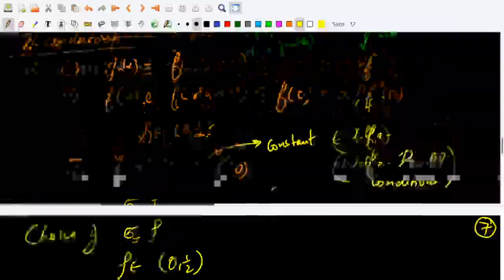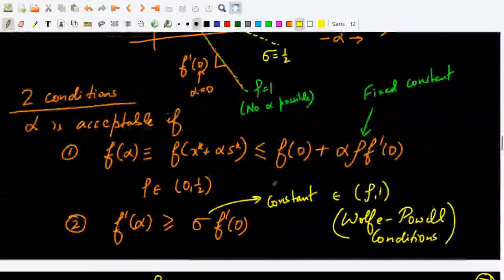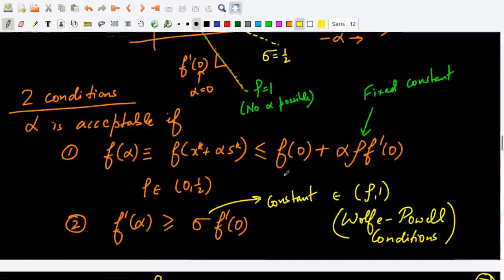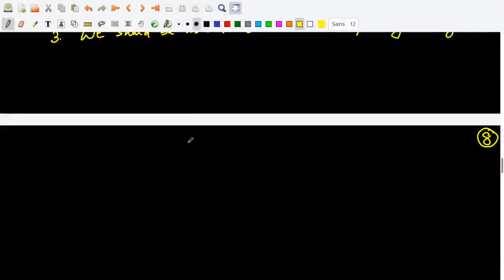So these conditions are nice. You don't need a lot of information to evaluate whether a certain point satisfies these conditions or not, but we still don't know how to pick that alpha. Suppose I gave you some values of rho and sigma, it is still not clear how you will find the alpha. Okay, so let me draw a picture again to emphasize this point.